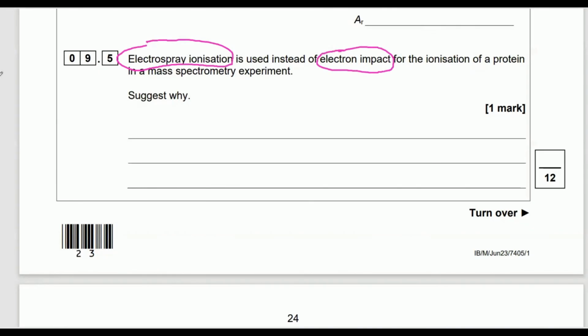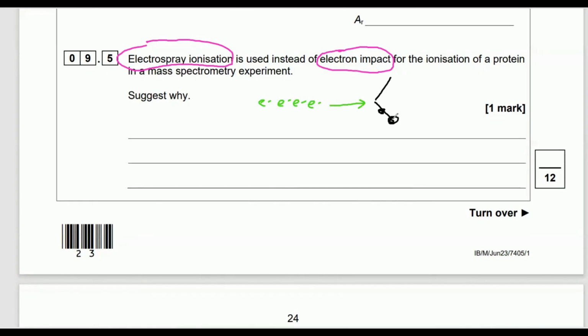When you use electrospray ionization, you add a proton in order to create the positive charge, so it will be attracted at the detector plate. With electron impact, you smash off an electron using a beam of electrons. The problem with electron impact, if you're doing a protein, what's a protein made of? It's made of amino acids.